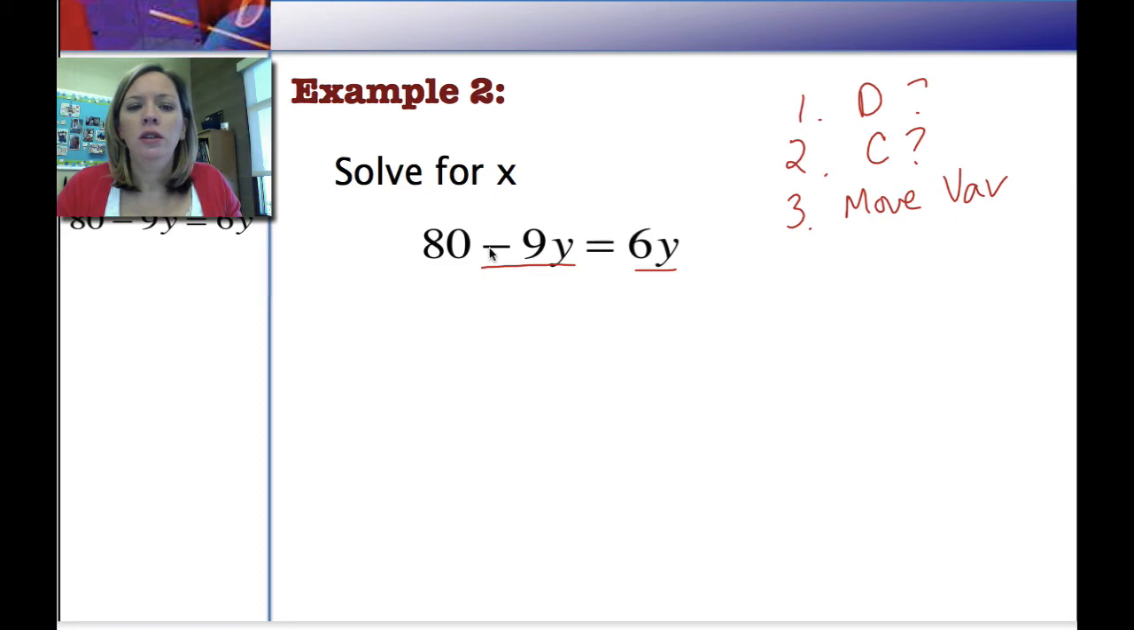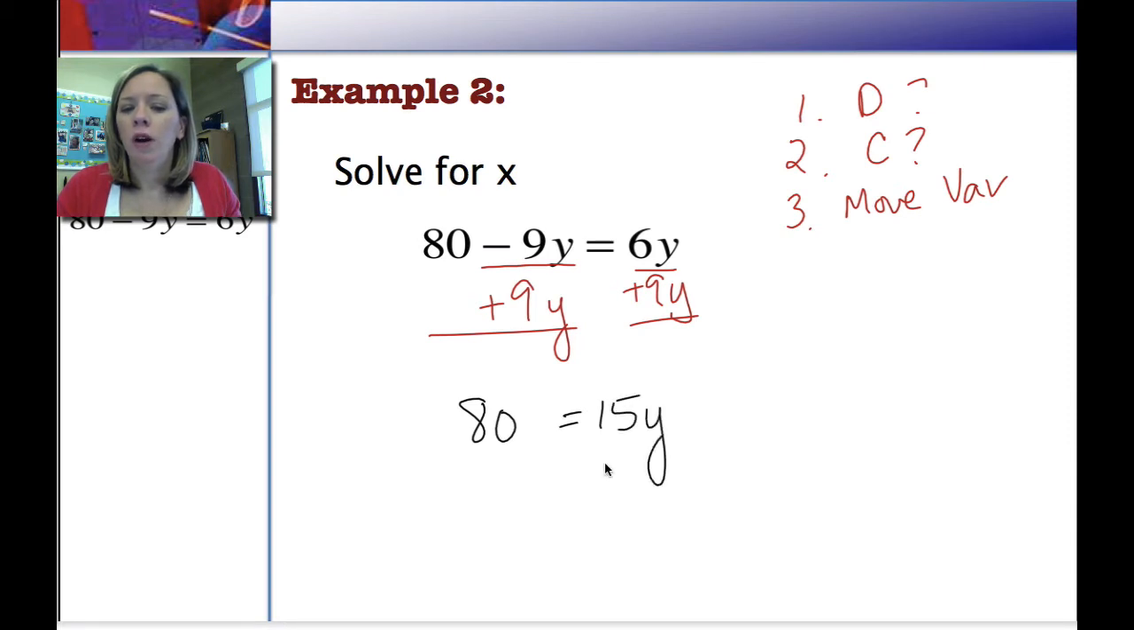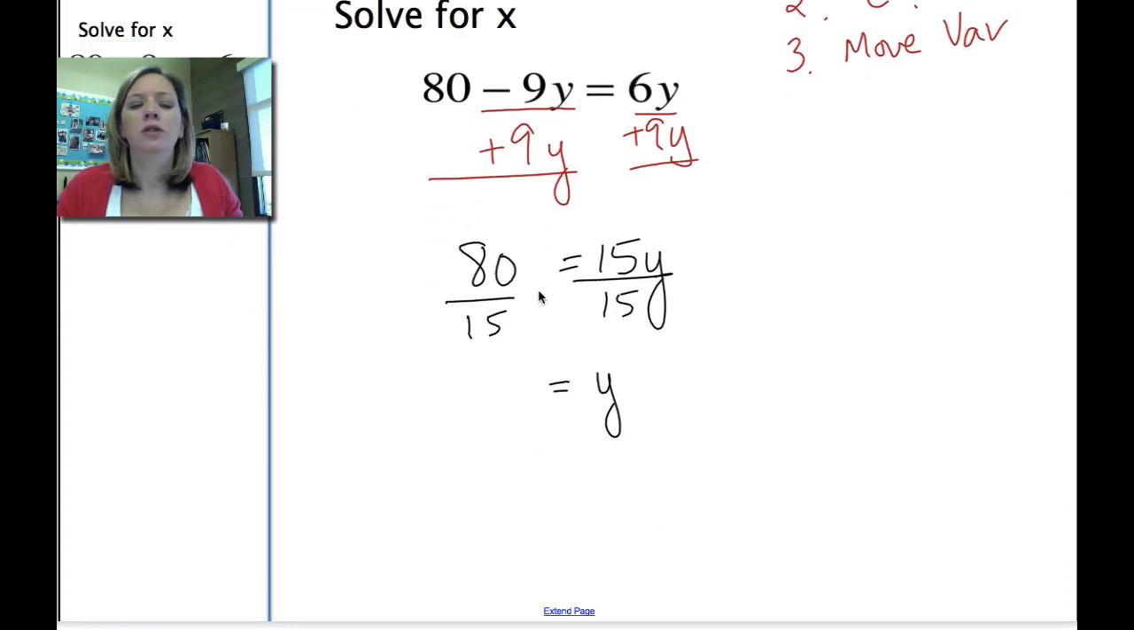To undo a negative, I'm going to add. So we'll add 9y to both sides. When I do that, I have 80 is equal to 15y. And now we'll divide both sides by 15. Doing that is going to give me y equals, I'm not sure, let's see, let's reduce the fraction.